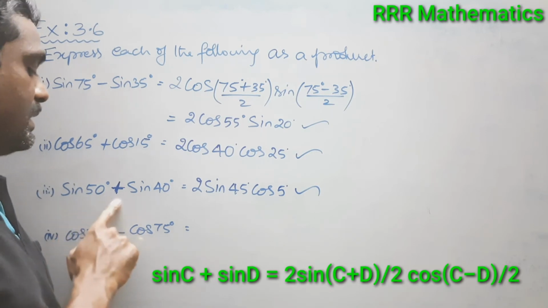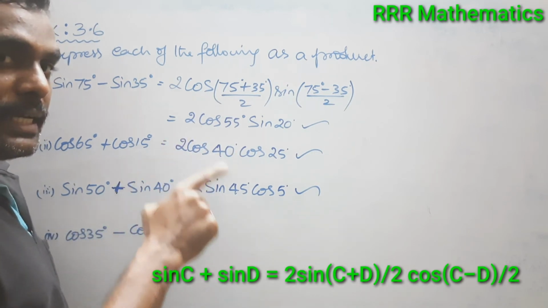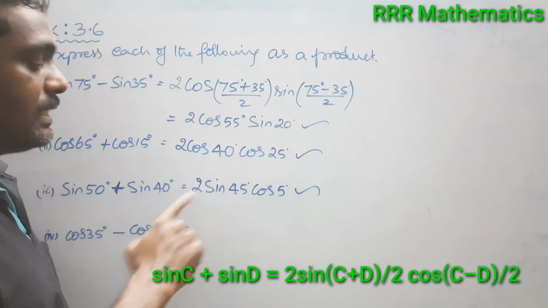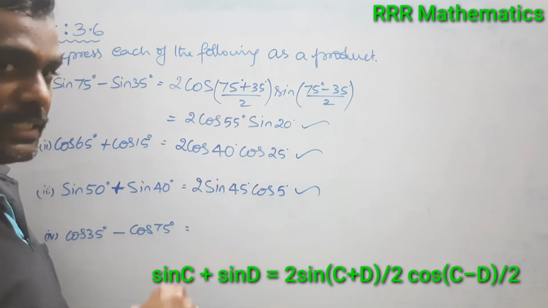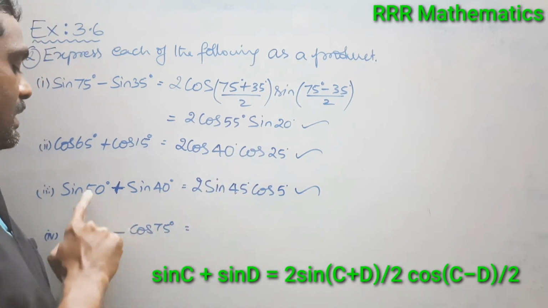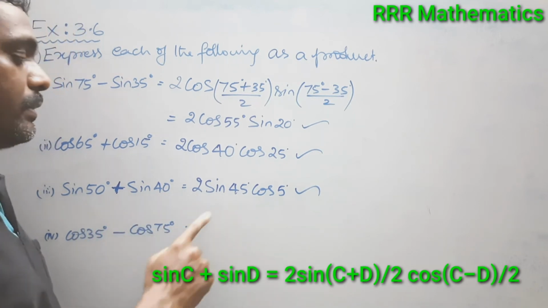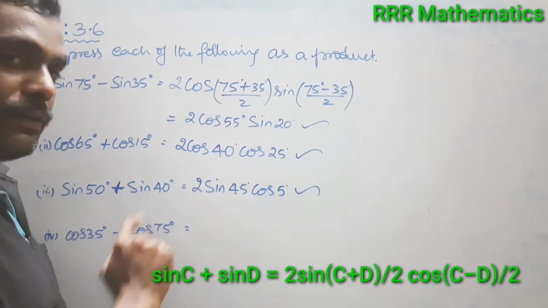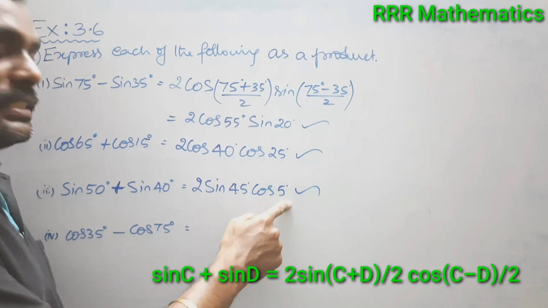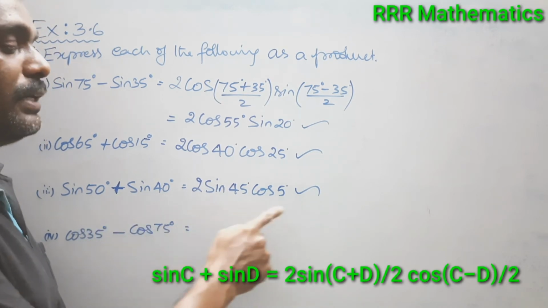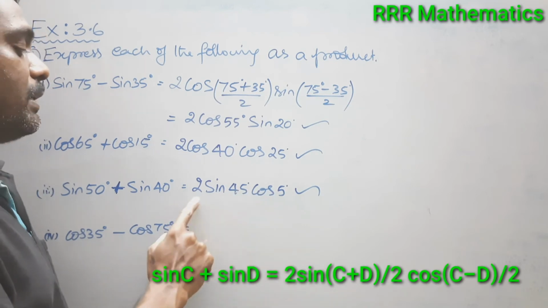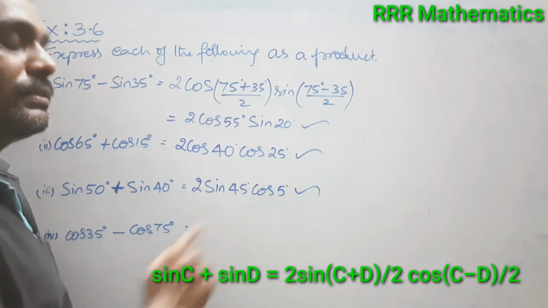I have sin 50 degrees plus sin 40 degrees. This is in the form of sin C plus sin D. What is the formula? Sin C plus sin D equals 2 sin (C plus D) by 2 into cos (C minus D) by 2. (50 plus 40) by 2 gives 45, into cos (C minus D) by 2. 50 minus 40 is 10, 10 by 2 gives 5. So the final product will be 2 sin 45 degrees into cos 5 degrees.